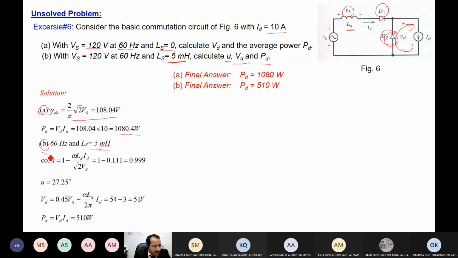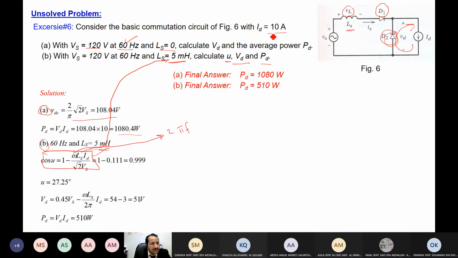Okay, 4B, when I have inductance. Now I have the equation for the commutation. We discussed it in the theoretical part. Have a look. Omega is 2 pi f. Did he give me f? Yes, he gave me f, 60 hertz. Ls, did he give me Ls? Yes, 5 millihenry. ID, he gave me ID.